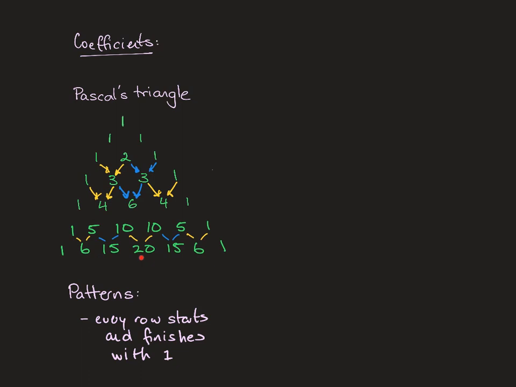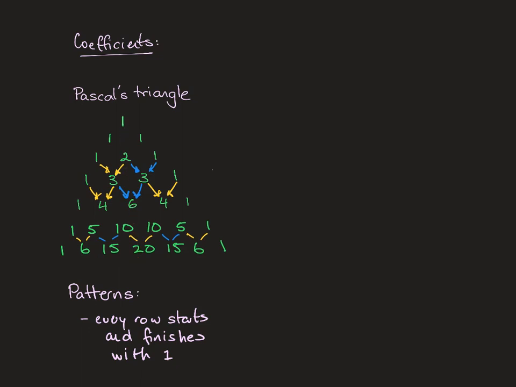You'll notice that it's actually symmetric too: 15 and 15 are the same, 6 and 6 are the same, and that's the same on this row. 2 10s, 2 5s, a 6 in the middle, 2 4s. So it's symmetric down that centre. If I go down the centre there, it's symmetric down the centre.